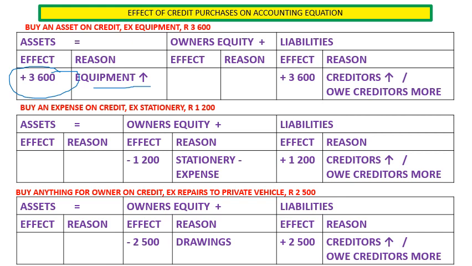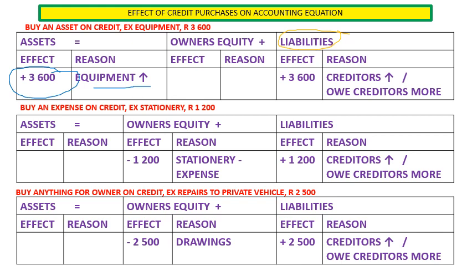You buy on credit, which means that you now owe the creditors more. Creditors are liabilities, so you will need to write in liabilities the plus, and your reason will be either creditors increase or you can write owe creditors more.